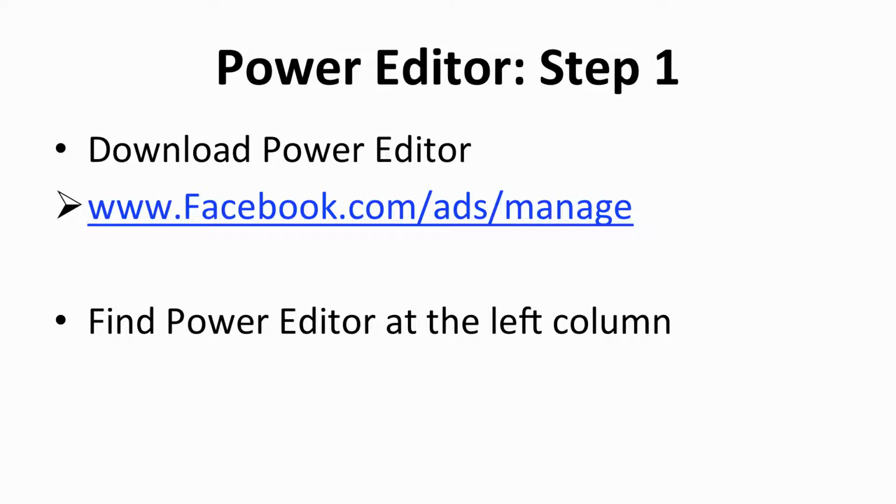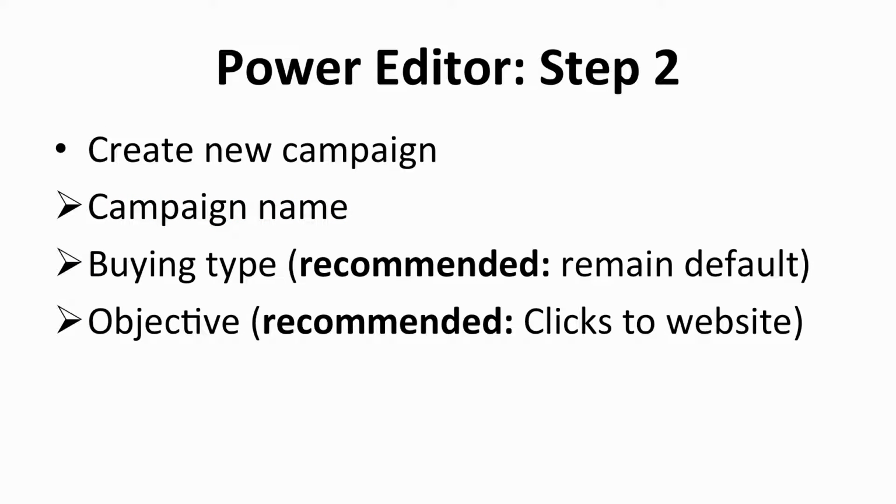Power Editor is an advanced version of Advert Manager. First, you need to download the Power Editor. Go on to the link. You'll be directed to the Advert Manager. Find Power Editor at the left column and download it. Same procedures as Advert Manager. Create a new campaign first. Insert your campaign name, buying type, and objective. It's suggested to leave the buying type as default. As for the objective, choose Clicks to Website.